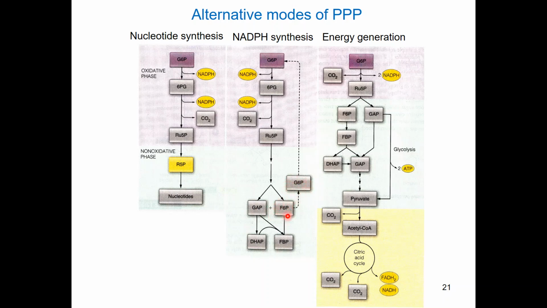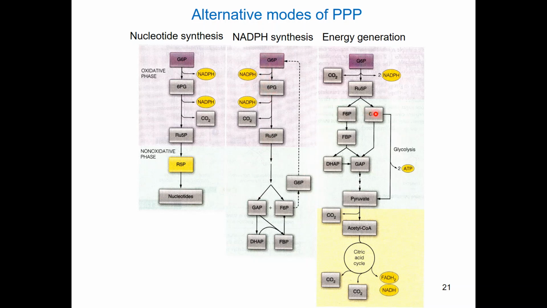fructose 6-phosphate, of course, can be easily isomerized into glucose 6-phosphate, but glyceraldehyde 3-phosphate needs to react with dihydroxyacetone phosphate to form fructose 1,6-bisphosphate, and then with fructose 1,6-bisphosphatase, that could give us fructose 6-phosphate and glucose 6-phosphate. And this glucose 6-phosphate is the substrate for the pathway, so it's going to be reused, cycled through the pathway to generate as much NADPH as possible.